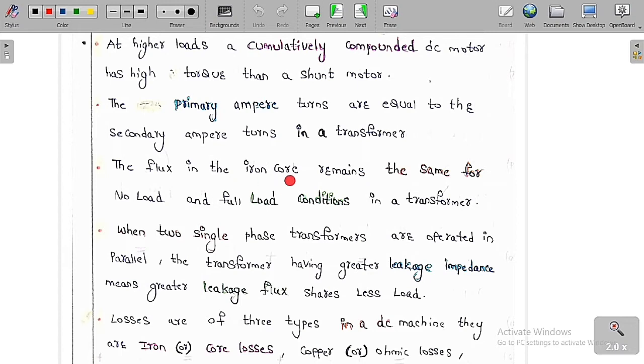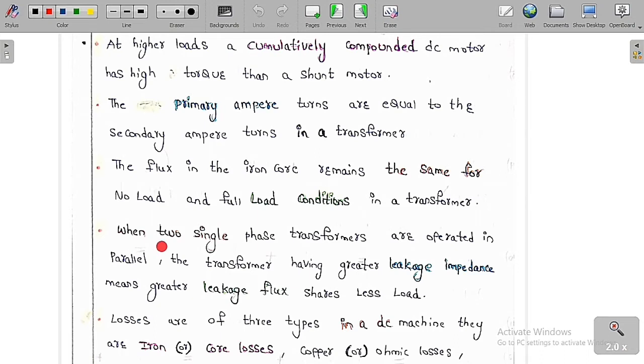The flux in the iron core remains the same for no load and full load conditions in a transformer. I have already told you the flux in the iron core remains the same irrespective of going from no load to full load conditions. Whether you go from no load to full load, the flux in a transformer is always constant.